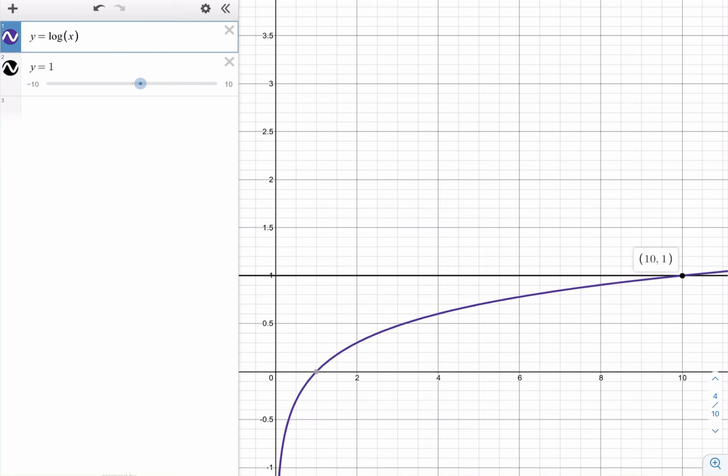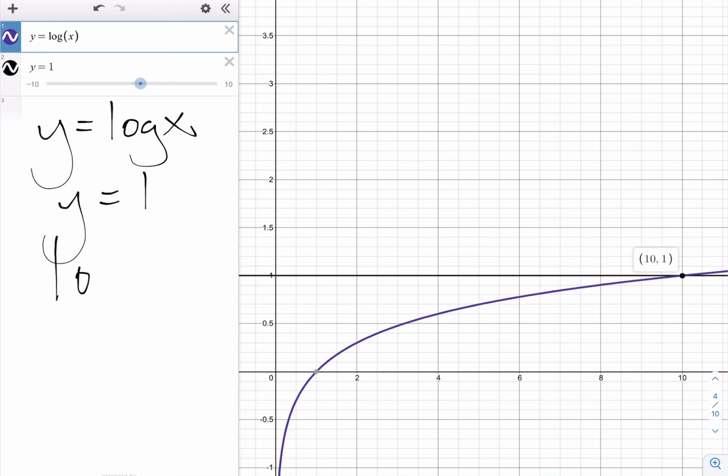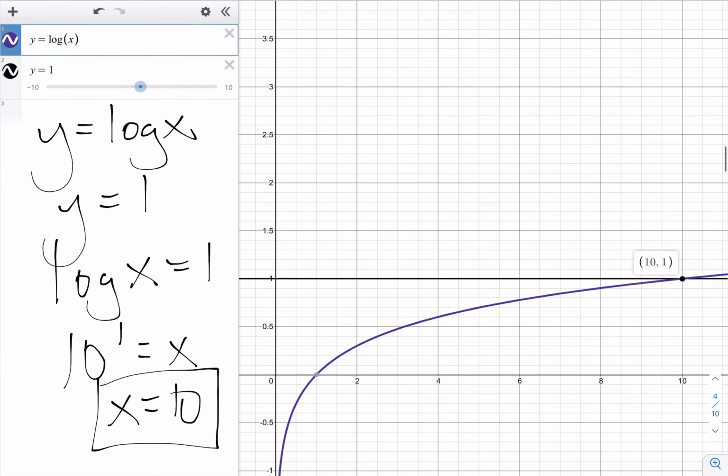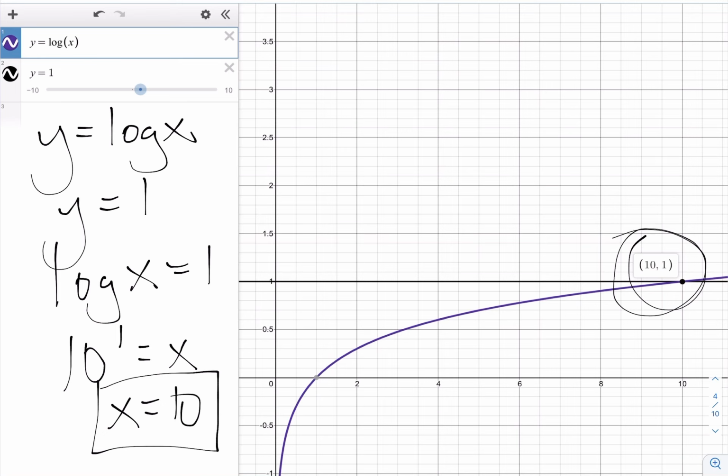So if we were to solve this algebraically, we would say y equals log x, y equals 1. So then we could say log of x equals 1. Remember this, there's an imaginary 10 here. So 10 to the power of 1 is equal to x. So x equals 10. And once we solve this algebraically, we can see that if we graph both functions, they intersect when x is equal to 10, which is what we just found. And to find the y value, we just plug that back in. So we would get the log of 10, right, because x is 10, and we would just get 1.